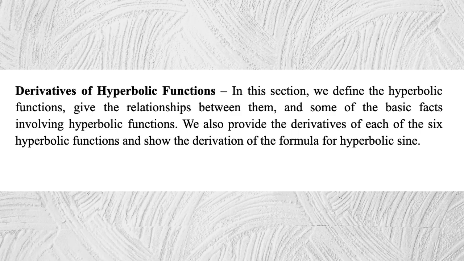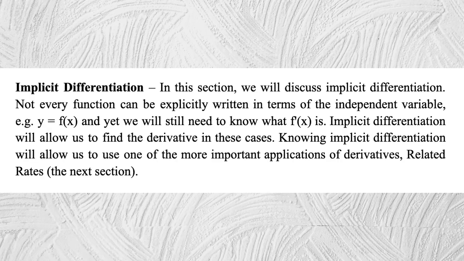In this section, we define the hyperbolic functions, give the relationships between them, and some of the basic facts involving hyperbolic functions. We also provide the derivative of each of the 6 hyperbolic functions and show the derivation of the formula for hyperbolic sine. In this section, we will discuss implicit differentiation. Not every function can be explicitly written in terms of the independent variable, e.g. y = f(x), and yet we still need to know what the derivative of f(x) is. Implicit differentiation will allow us to find the derivative in these cases.